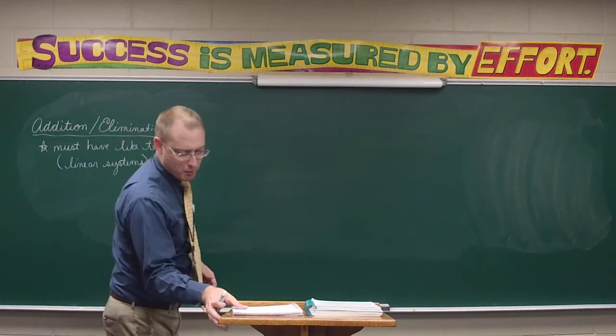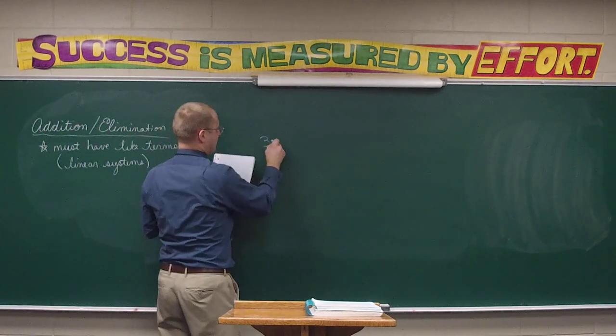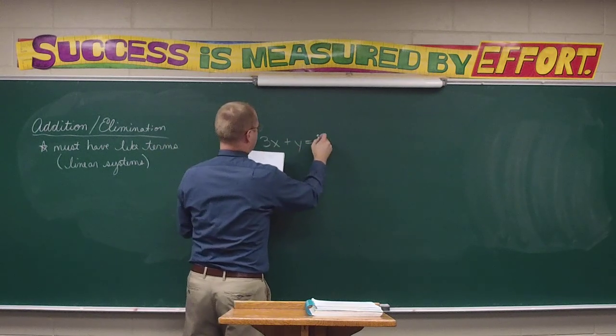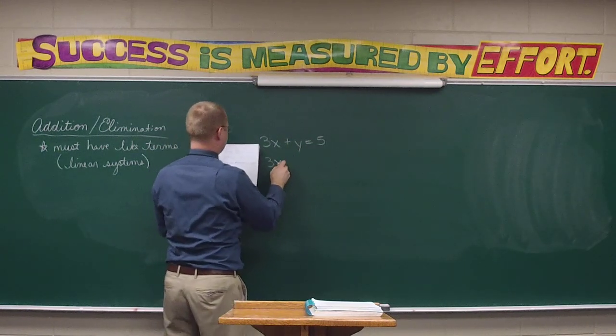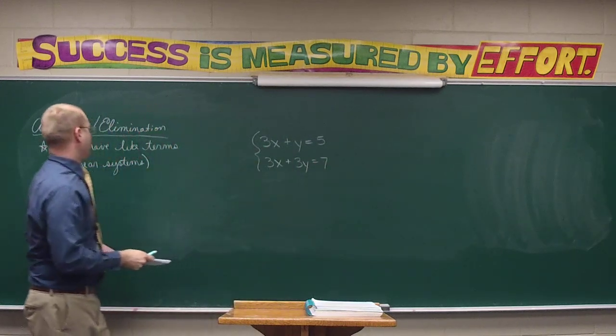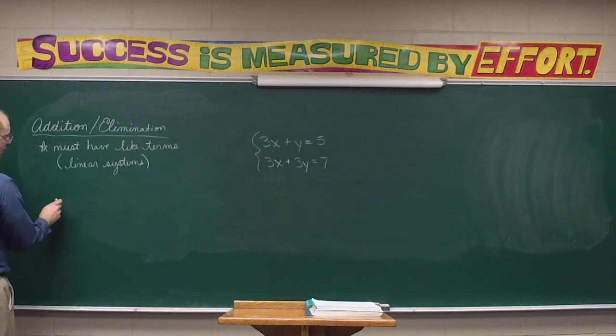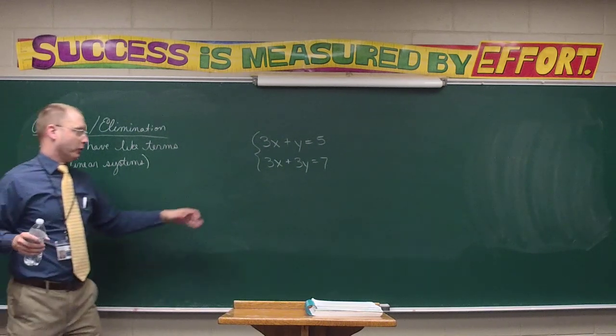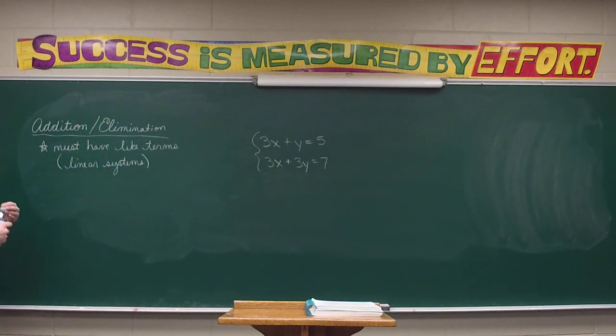Let's go back to that same one we used a minute ago. I'm going to put it back down here. You can put this in your notes. 3x plus y equals 5, and 3x plus 3y equals 7. Well, step number 1 is to line up like terms. You have to have like terms to use the method. You have to line up the like terms as your first step, which a lot of times will be done for you. Here it certainly was, right? Already lined up for you.